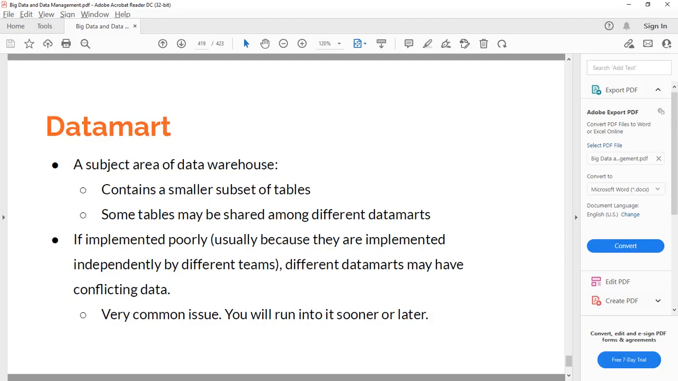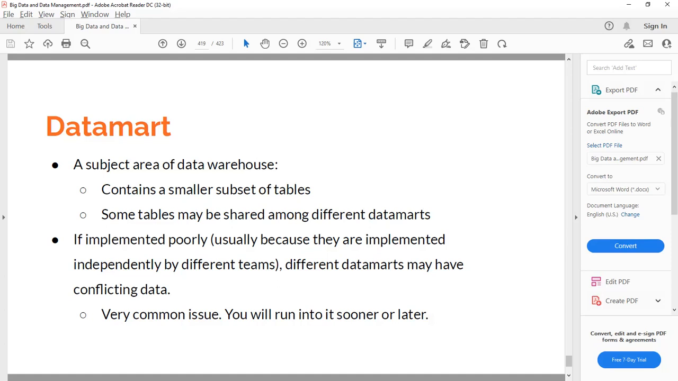So this is not uncommon. Even Kimball himself mentioned that a lot of times data warehouses don't fall from the sky. Instead, different teams build several data marts, and then eventually these data marts get integrated together and form a data warehouse. This is also a possible approach.